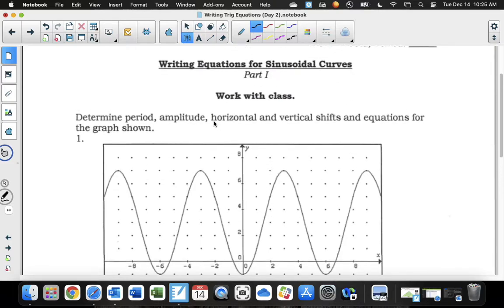Okay. So if you take a look, here's what we're doing today. Like I said, everything we've done over the last 3 days has been, here's the equation. Identify A, B, C, and D. And then find the period and phase shift and all that stuff and come up with the graph.